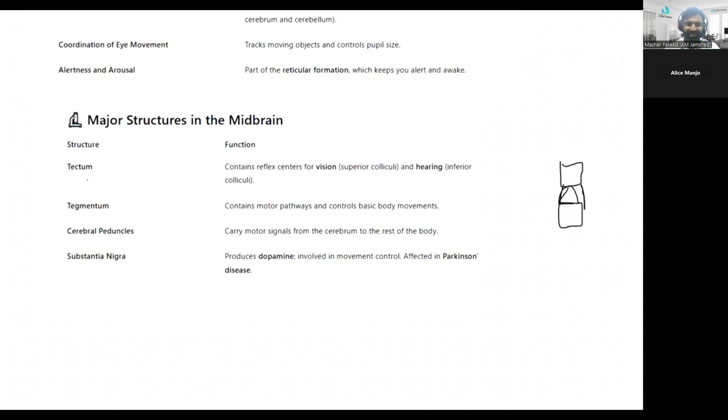Now we discuss the hindbrain. The hindbrain consists of pons, medulla, and cerebellum.